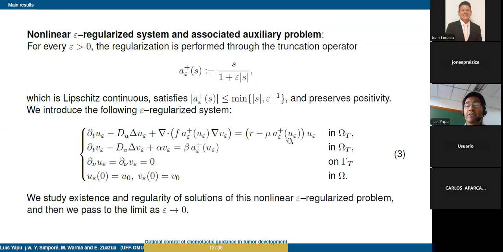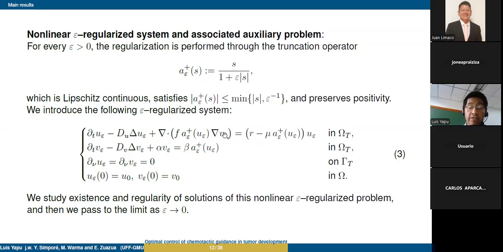But the coefficients here, this is a linear equation now. This is linear, but the coefficients are not bounded. So we choose to regularize with this function a epsilon. So now the coefficients appearing here are bounded, so we can use more standard results.